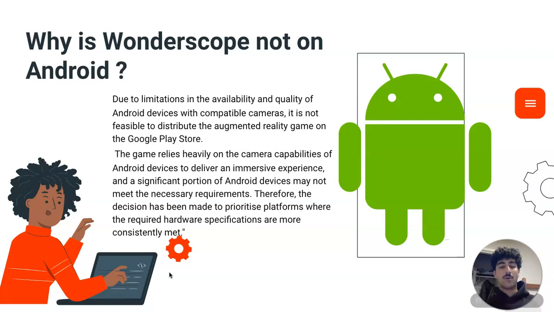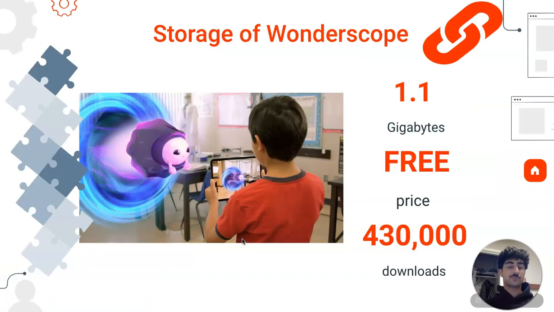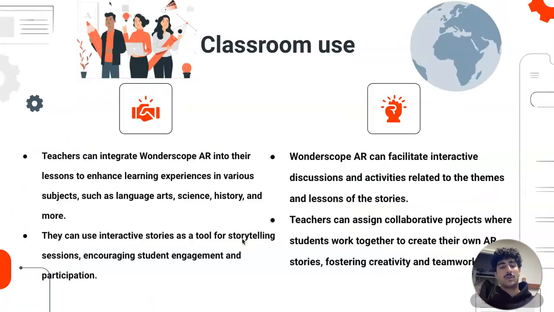I think Wonderscope is prioritizing platforms where the required hardware specifications are constantly met, and that goes to Apple. With Apple, all you need is iOS 14 and above, because you only need to look at iPhone 7, 8, 9, 10. You have to look at fewer phones than if you look at Android. It's about 10 compared to 13,000. Storage of Wonderscope, it's 1.1 gigabytes. It's free and has 430,000 downloads.